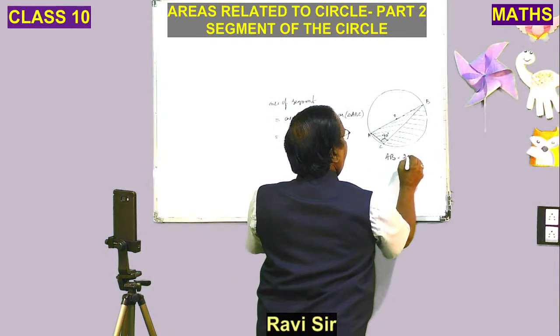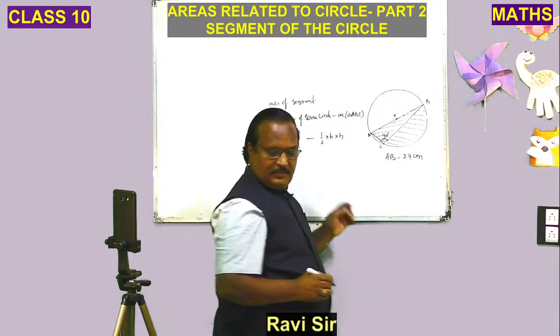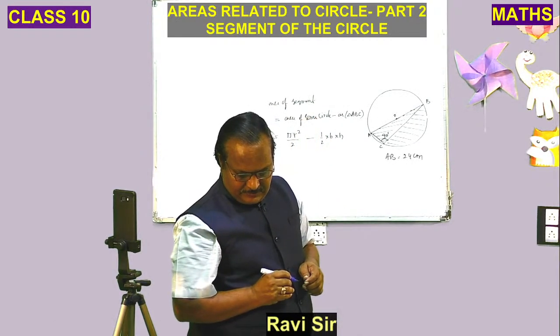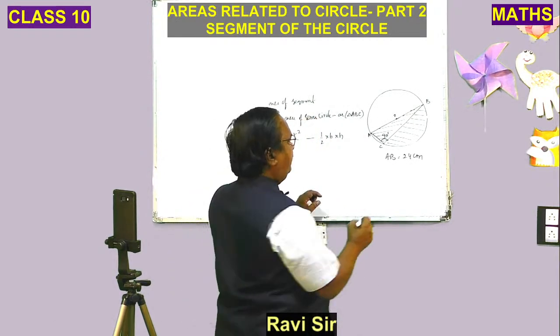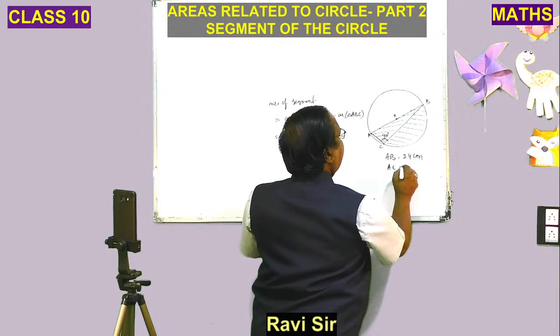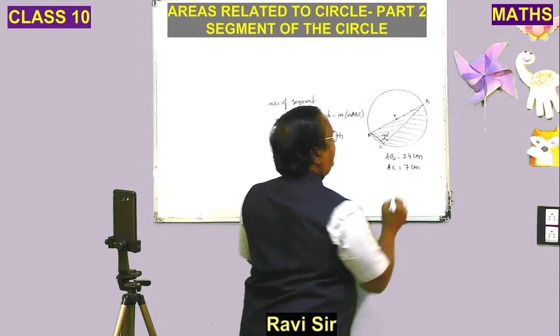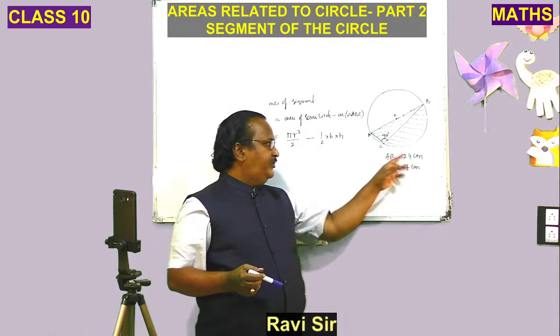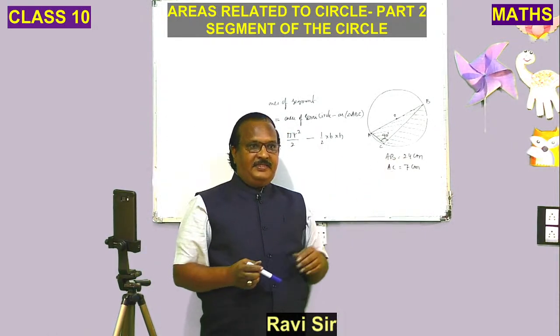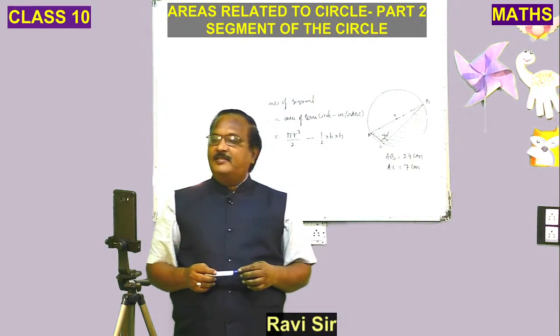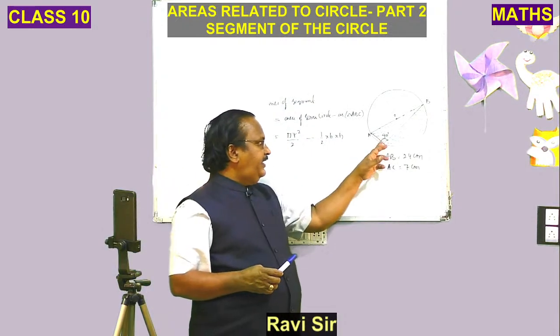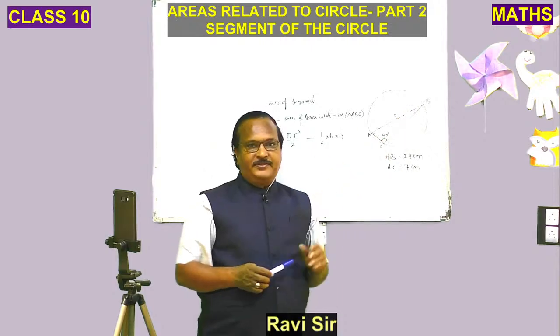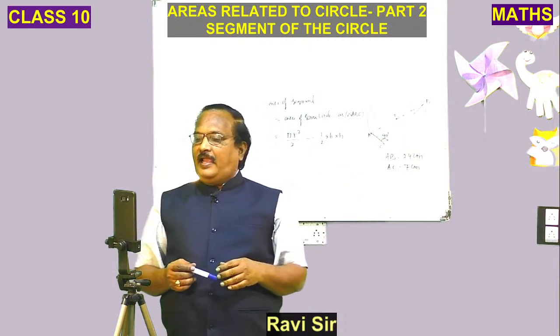AB is equal to 24 centimeters and AC is equal to 7 centimeters. This is the information given. AB is equal to 24 centimeters, AC is equal to 7 centimeters. Can anybody say why angle ACB is equal to 90 degrees? It is angle in the semicircle.